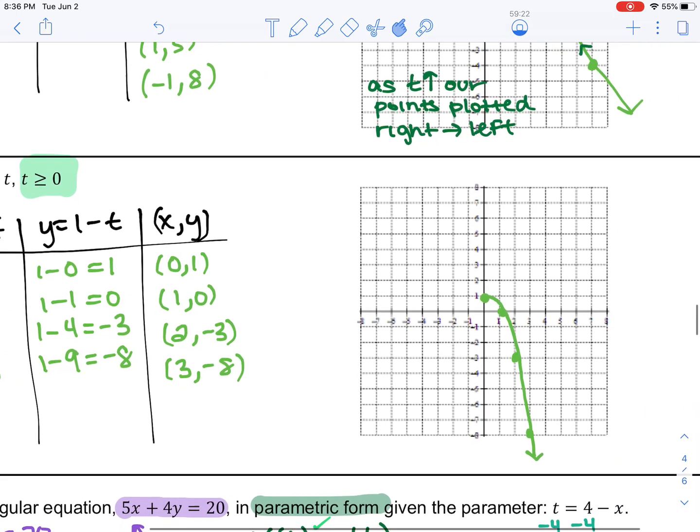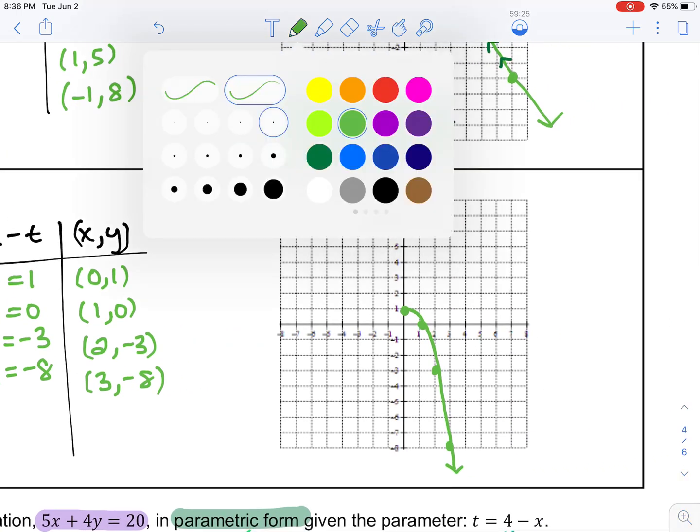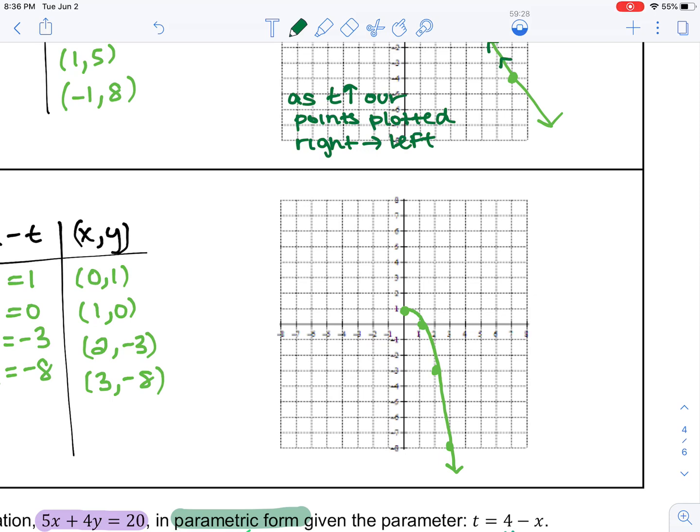Okay, the last thing that we need to do is go ahead and show the direction of this curve. We know that we plotted 0, 1 first, and then we read left to right to plot 1, 0, and we continued to plot 2, negative 3, and continued on to finally plot 3 comma negative 8. So here, as t increased, our points were plotted left to right. And we have that shown on our graph with those direction arrows.